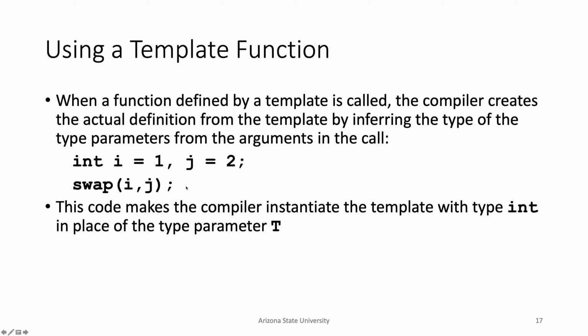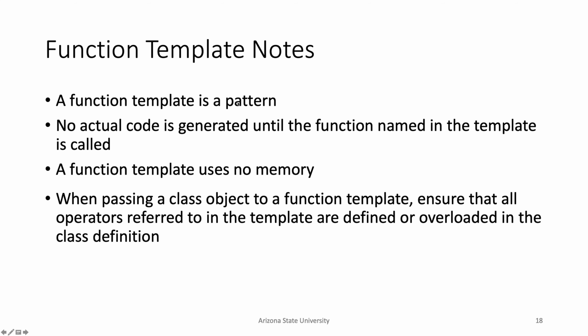So if we called swap in addition to this with two strings, then it'll have in the executable one version for integers and one version for strings. And it'll automatically differentiate between the two, which is pretty cool. So templates are patterns. No actual code is generated at all until the function is called. So if you have a function template and you don't call it, no code's generated, which is cool. The template itself uses no memory in addition to, let's say we call it, no additional memory compared to just calling the function normally.